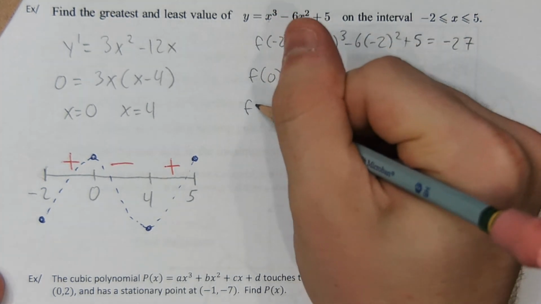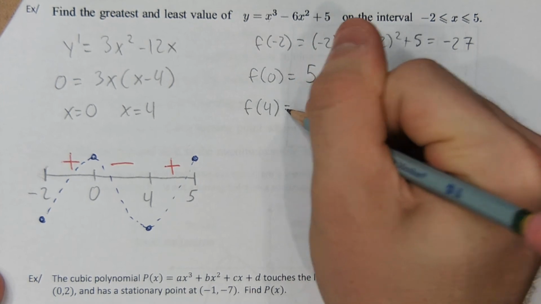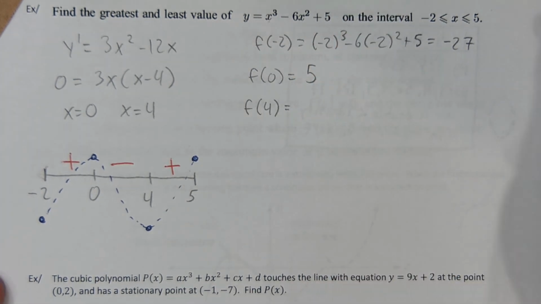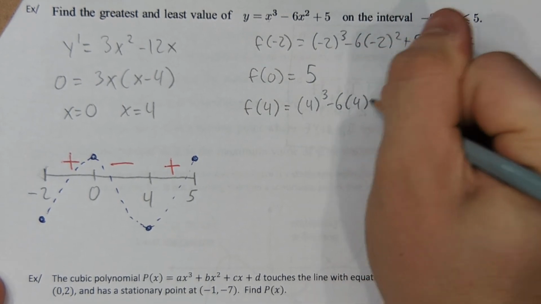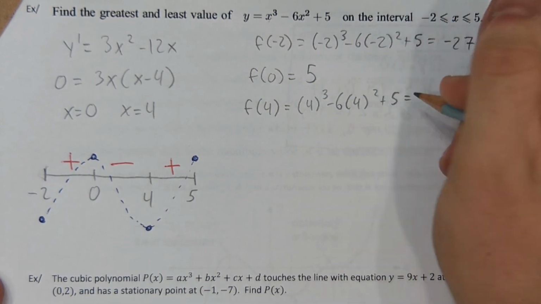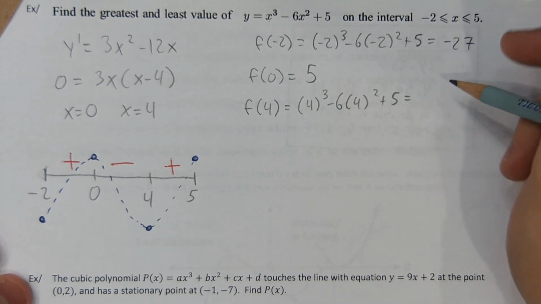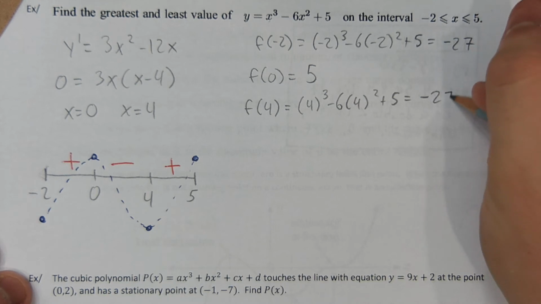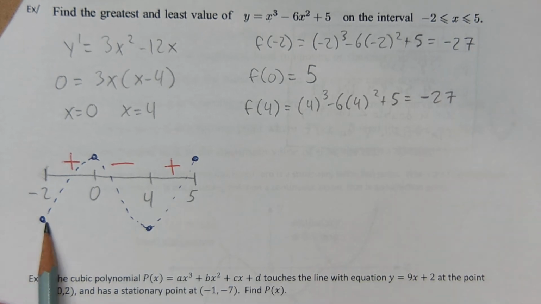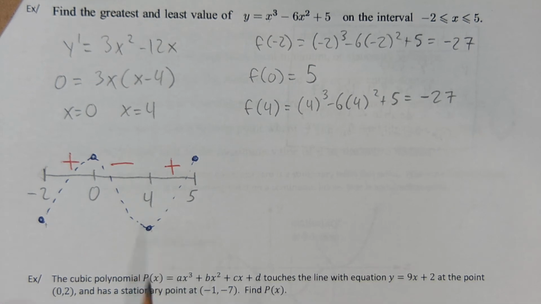Now let's plug in 4. Okay, plugging in 4 is going to give me 4 cubed minus 6 times 4 squared plus 5. Once again, I will save you the time of grabbing the calculator and tell you that it is going to give you -27. Whoa! These 2 points have the same y value. That means technically this curve does not have a global minimum. It does have a least value of -27 though.